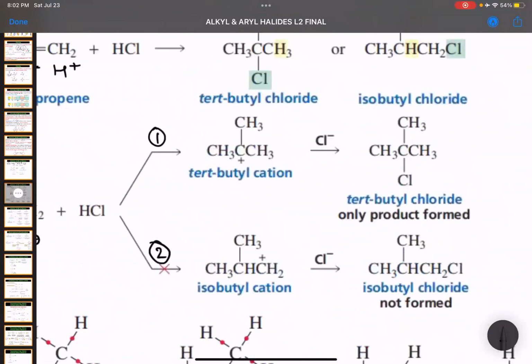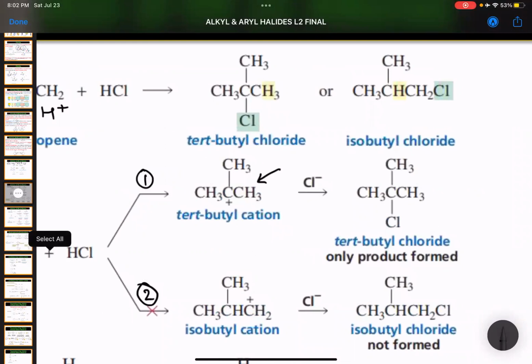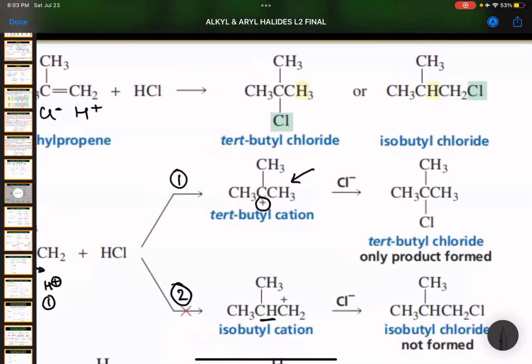So going through route number 1, you will have H plus connected to CH2 and you will have CH3, and the positive charge will be created on the middle carbon. And then Cl minus will get attached to that middle carbon. But if you attach H plus on the left, the second method, then you have the positive charge on the right-hand side. And that is not the favorable way of doing the reaction. That will not lead to the Markovnikov product.